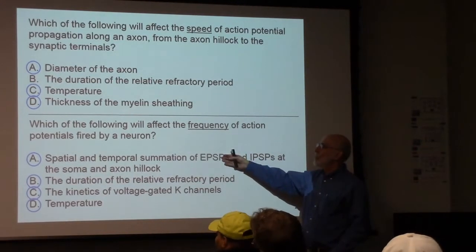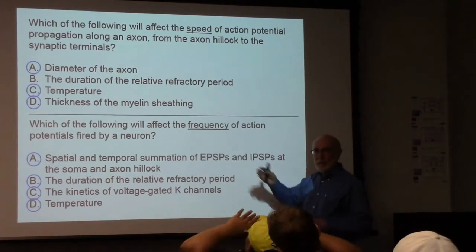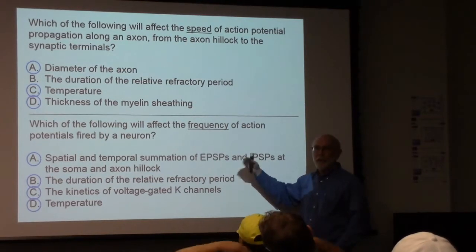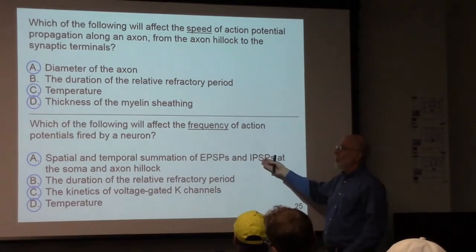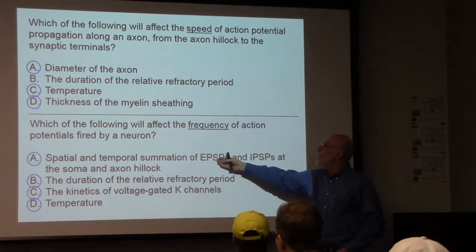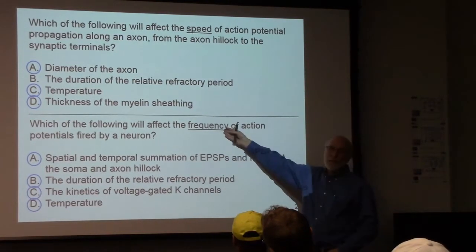The greater the duration of the EPSP, the longer the EPSP is, the more likely it is to fire a burst or a train, a series of action potentials. If there's a large IPSP, that's going to decrease it. So EPSPs will increase and IPSPs will decrease the frequency. So they both affect the frequency.